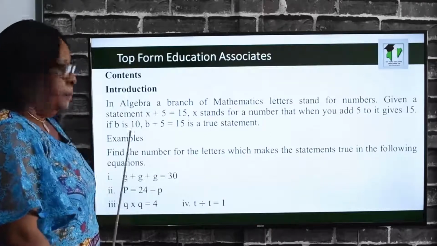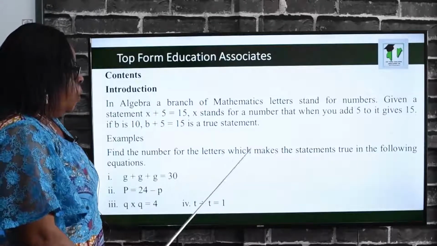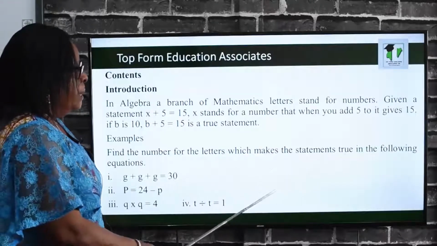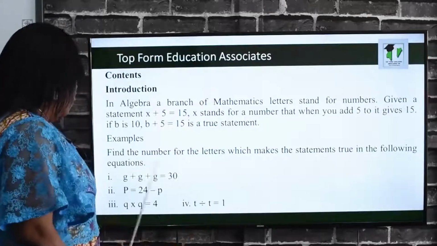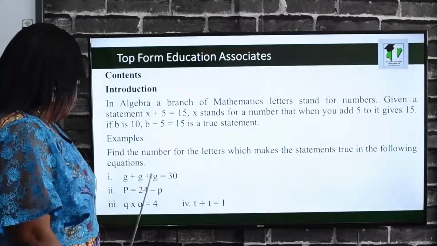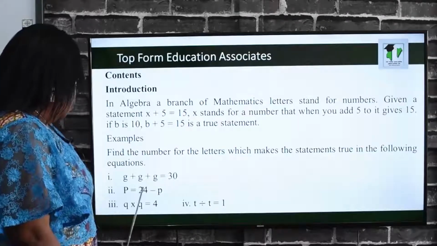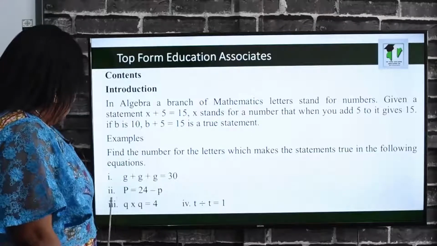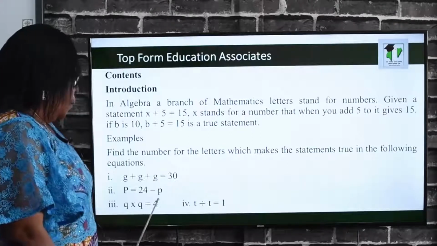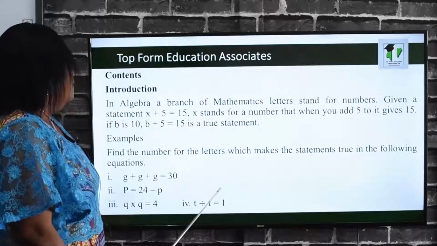Examples. Find the number for the letters which makes the statements true in the following equations. 1. G plus G plus G equals 30. 2. P equals 24 minus P. 3. Q times Q equals 4. 4. T divided by T equals 1.